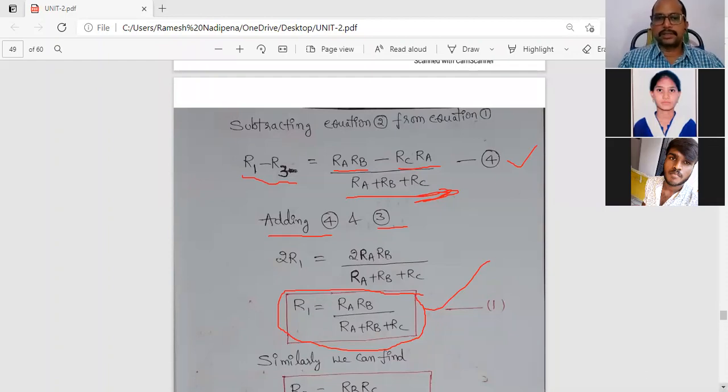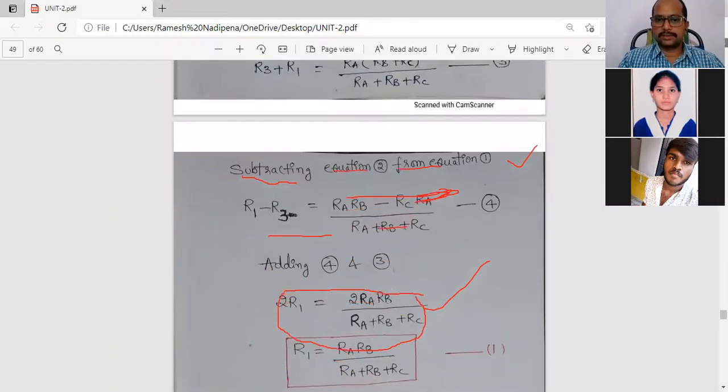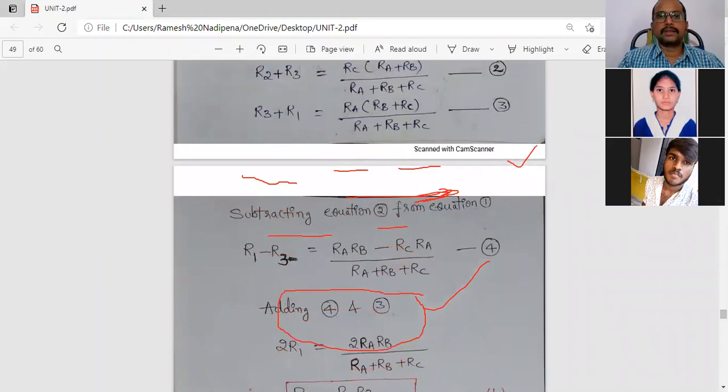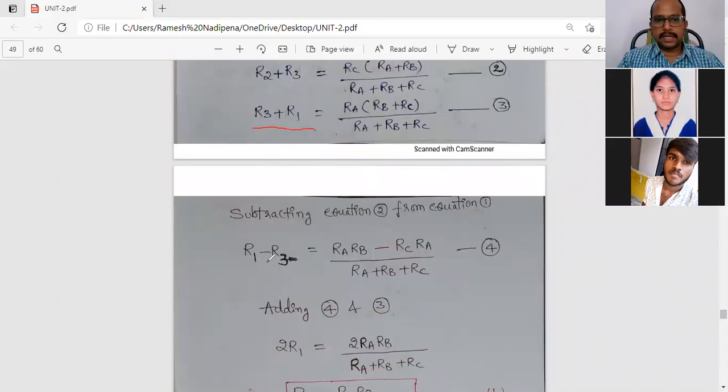If you want, I will show that also. Equation 4 and equation 3. See my students, here R3 plus R1, here R1 minus R3. So here RC RA, RA into RC is a positive value. Here RC RA is a negative value. Now these two cancel with each other. Then in the numerator, you get RA RB here and RA RB here. These two are adding with each other. That means 2 times RA RB. Simple.